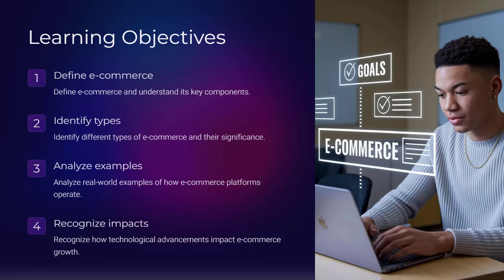So first, let's look at some learning objectives. We define e-commerce and understand its key components. We identify the different types of e-commerce and their significance, and we will analyze some real-world examples of how e-commerce platforms operate, and recognize how technological advancements impact e-commerce growth. Some of the real-world examples like Amazon, eBay, and Etsy can illustrate how e-commerce platforms operate in practice.